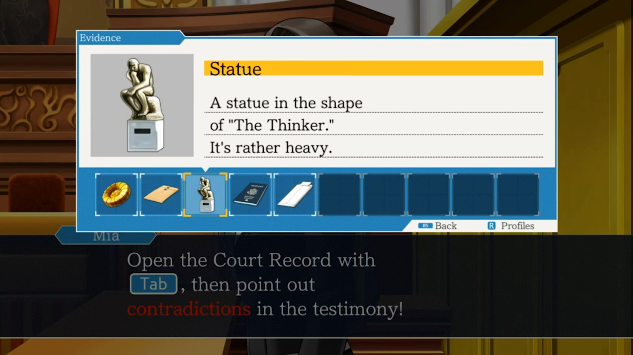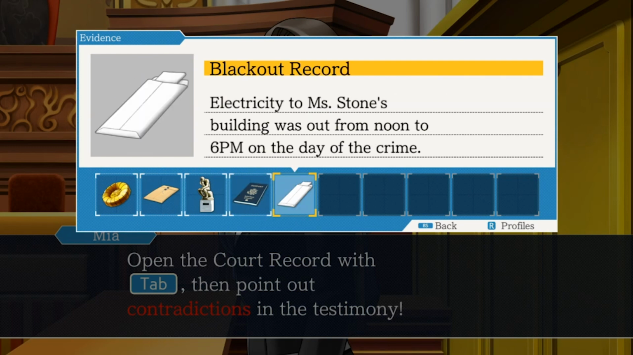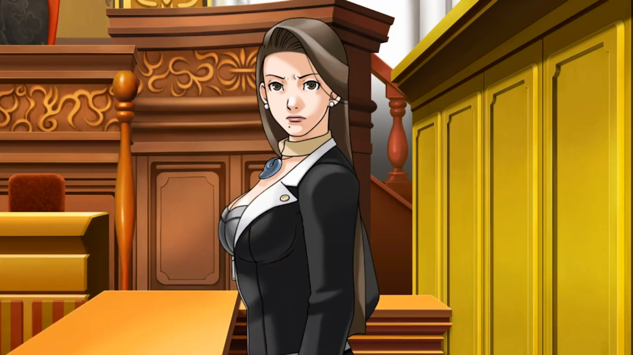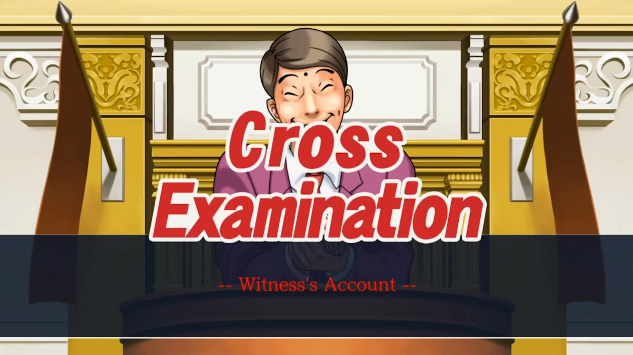So remember all those things. Hit back, and then we'll want to go through. It'll take us through his testimony line by line. Oh, okay. Let's look for anything that stands out as a potential lie.